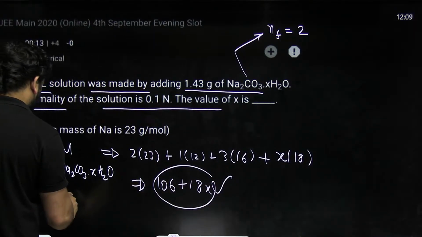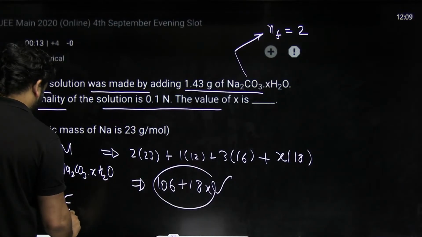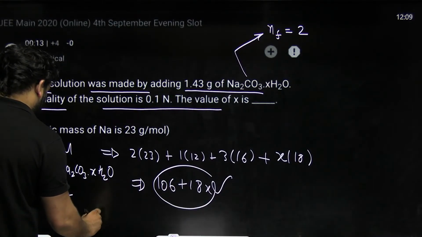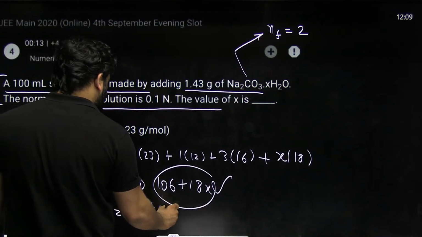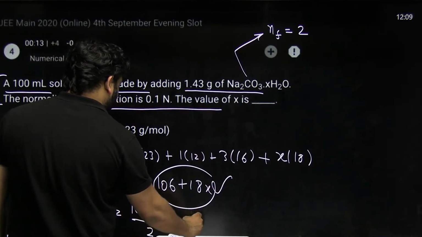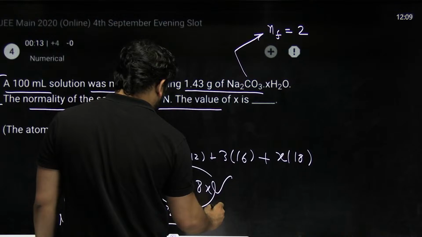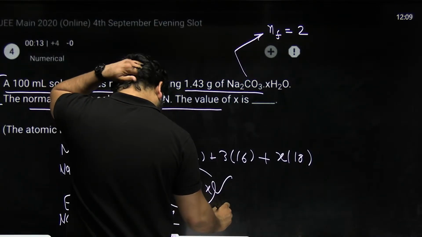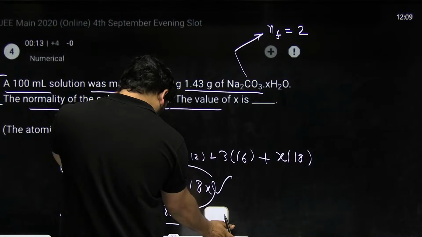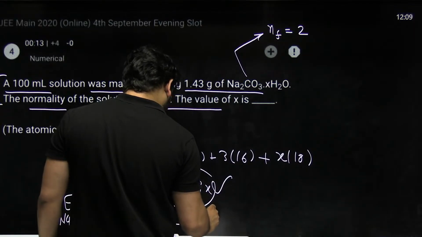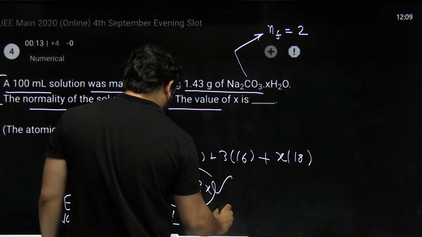So if I find the equivalent mass of this compound Na2CO3 dot X hydrate, it will be 106 plus 18x divided by 2, which is the n factor. So it will give you 53 plus 9x.